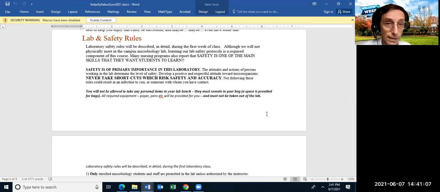You do not need to know them in a sense because we're not actually going to be in the lab. Everything will be online. But safety is one of the main skills that students learn from a microbiology lab. So you do need to know this material and you will be tested on it. Don't take shortcuts because those risk the safety and accuracy of what you do normally in the lab. And when you were to take a shortcut, you could contaminate the environment that you're working in, as well as you and other students in the lab.